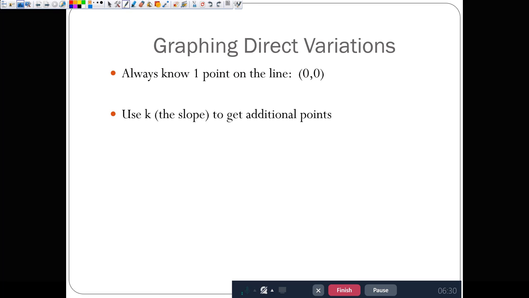So k is our slope, so k is the same as rise over run, which means that we are going to be going up or down, then left or right. If we're going up, it's positive, going down, it's negative, left is negative, right is positive. It's not something new.